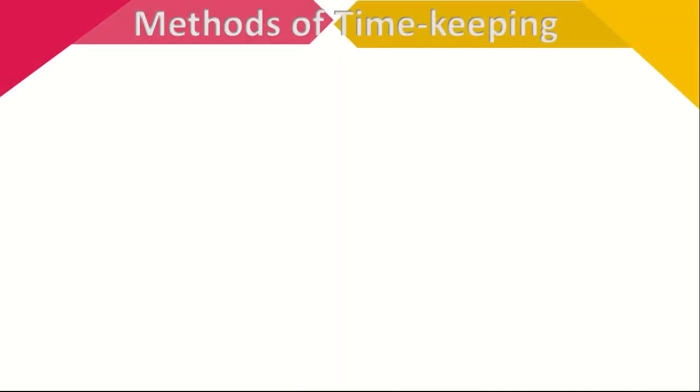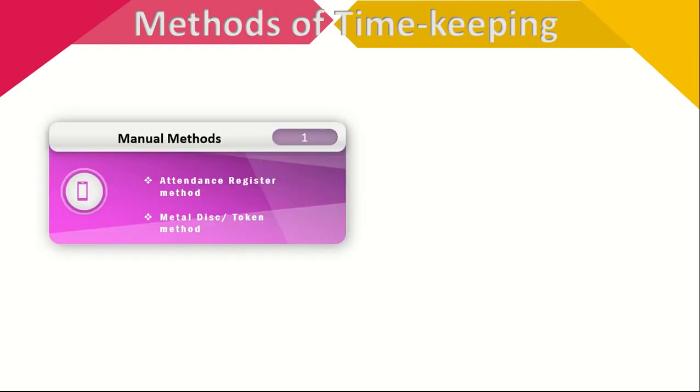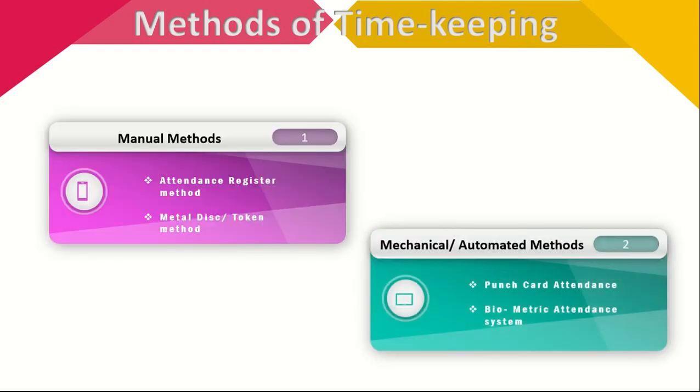Methods of timekeeping. There are two major methods of timekeeping. 1. Manual methods. 2. Mechanical/automated methods. Under manual methods, the following two methods are used. 1. Attendance register. 2. Metal disk/token method. Under mechanical/automated methods, there are two methods. 1. Punch card attendance. 2. Biometric attendance system.